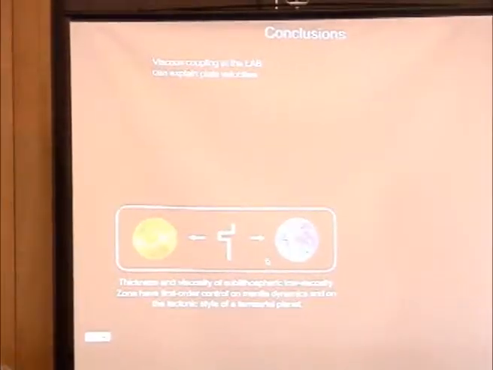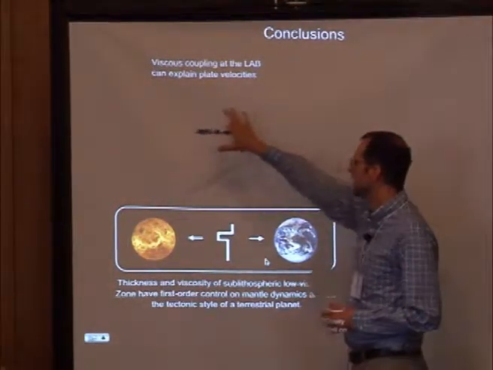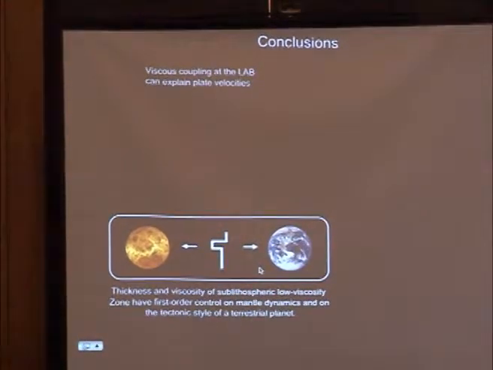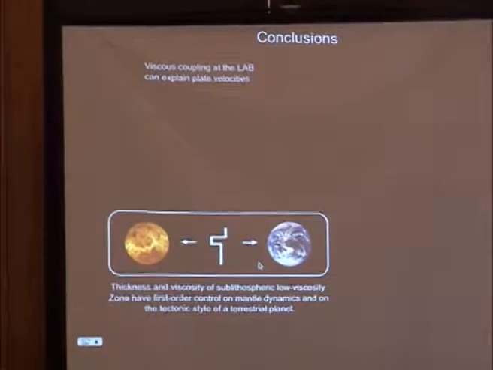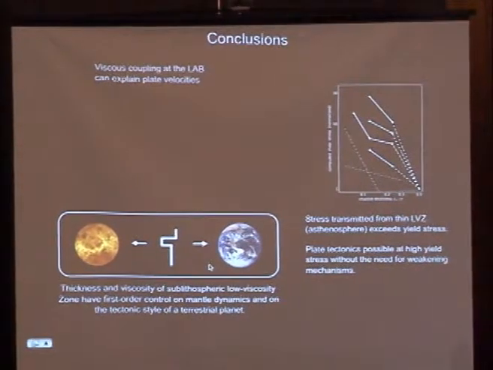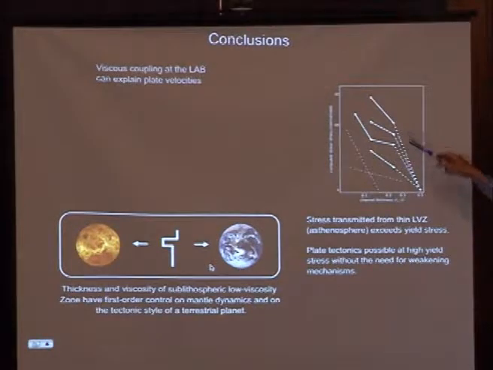I arrived at the conclusion, so I talked about viscous coupling at the lithosphere-asthenosphere boundary, and ideally I would expect this image to show up again with the Pacific and the Atlantic and different flow profiles. I've talked about how the thickness and the viscosity of this layer has first order control on mantle dynamics and on the tectonic style of a terrestrial planet, and that quantitatively we can use predictions from simple theory and scaling arguments to predict the increase in shear stress, and that might help increasing the yield stress of your planet. And so plate tectonics is possible even at high yield stresses without the additional need for a weakening mechanism.